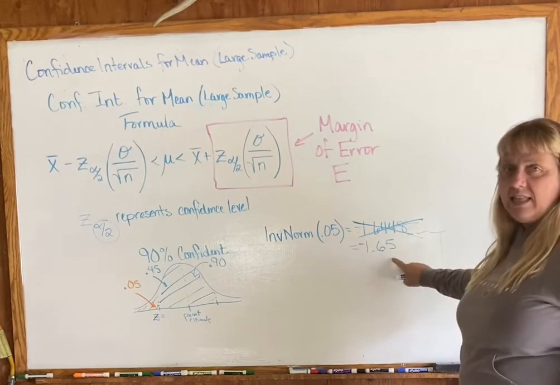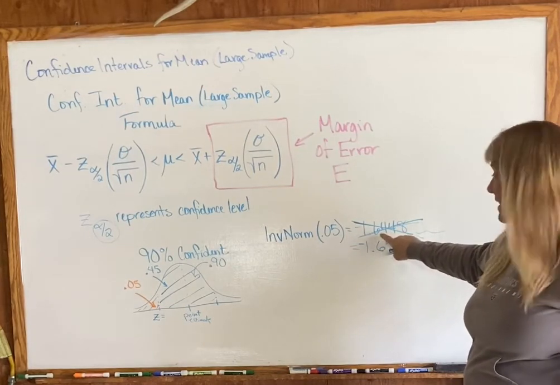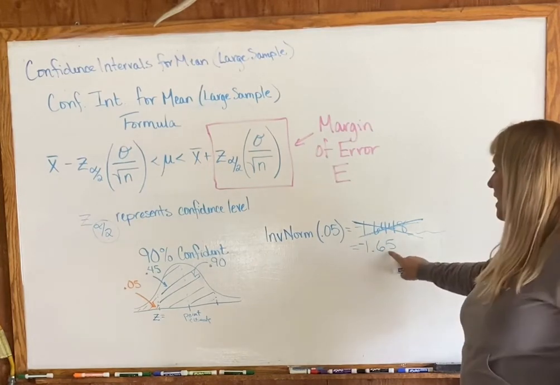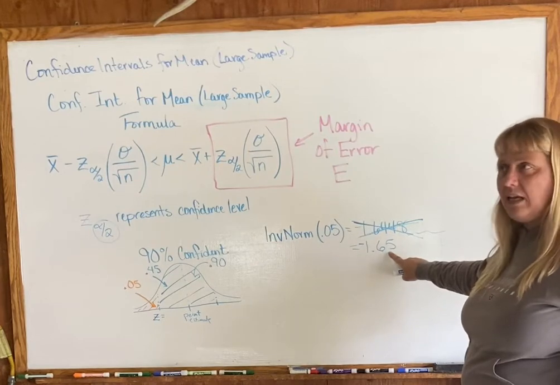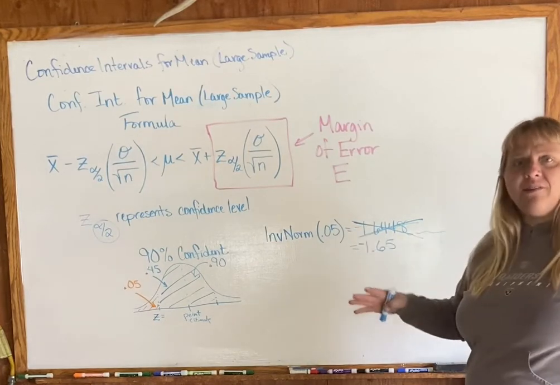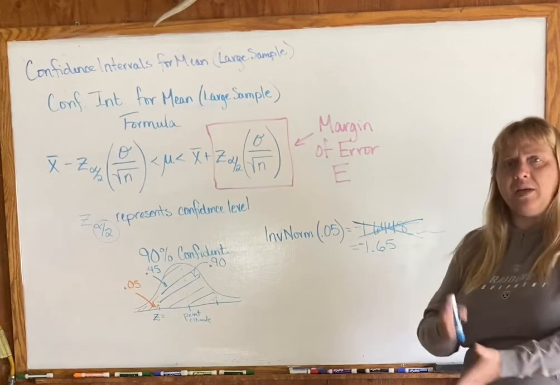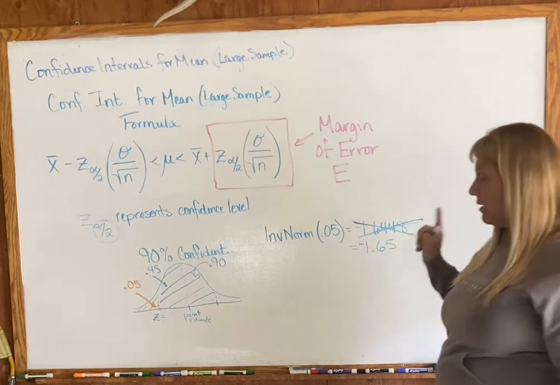So we wanna get into the habit. Not that this is wrong. If you were to do this in your homework or on a test or something like that, there's nothing wrong with it, but we wanna get in the habit on this one guy that we write it as 1.65. It just kind of keeps everybody, all people that have ever taken statistics know that 90% confidence is 1.65. All right, so we'll go with that.